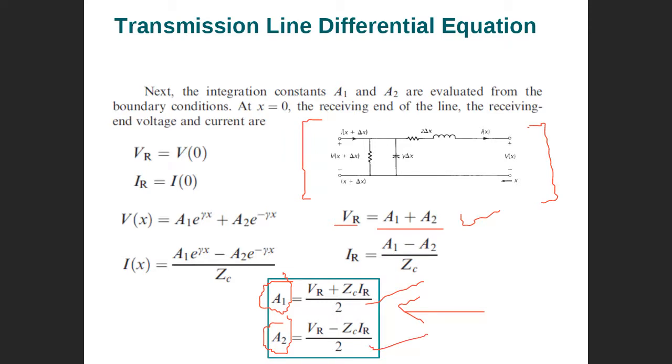So A1 will be VR plus Z over 2. So IR is this, A1 minus A2. So we want to find A1 and A2. This is the idea here. We want to find A1 and A2.